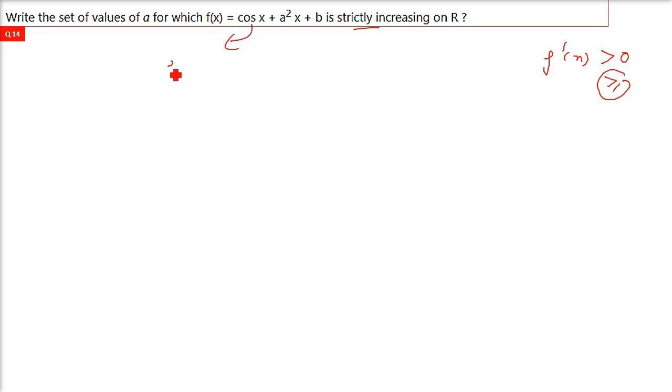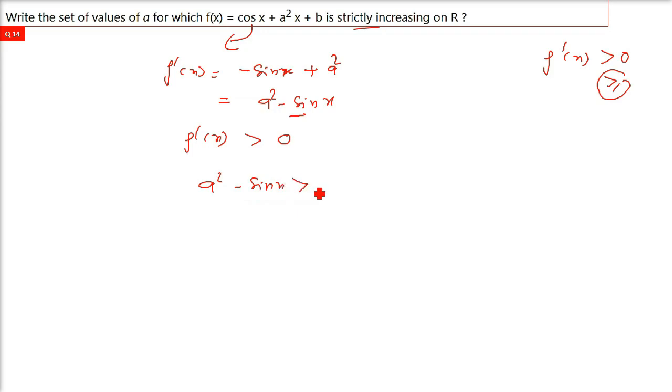We have the differentiation tool. We will differentiate it. Cos x gives minus sin x, plus a square, and b will be 0. You get a square minus sin x. This f dash x, if it is strictly increasing, has to be greater than 0. That is, a square minus sin x should be greater than 0. A square should be greater than sin x.